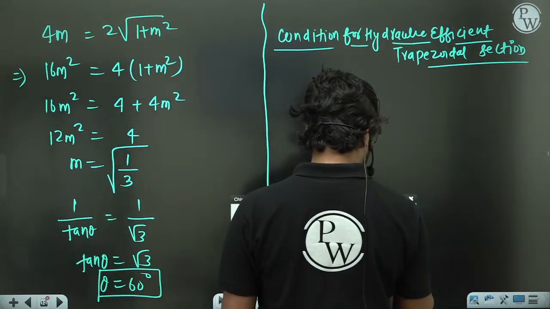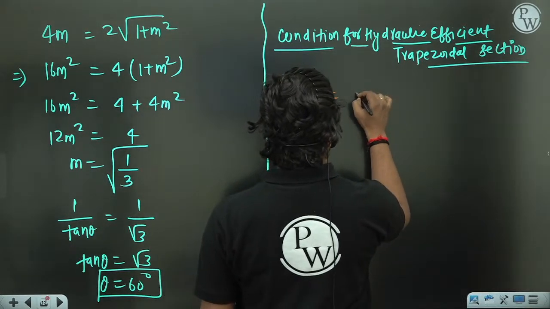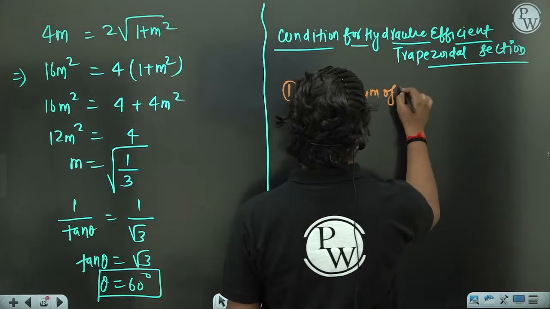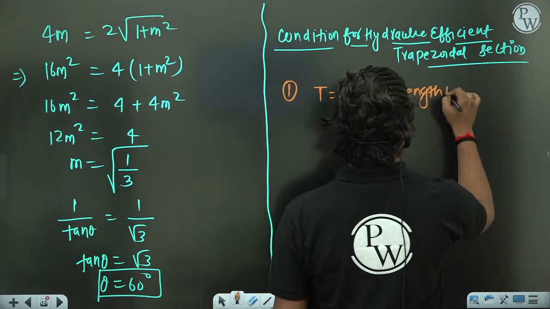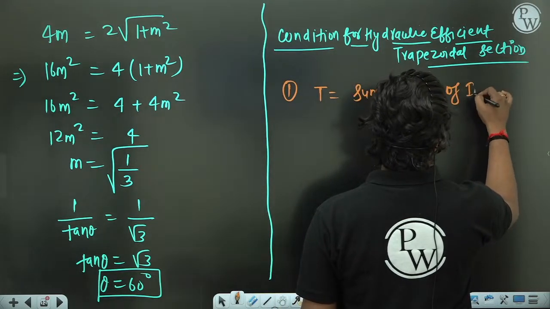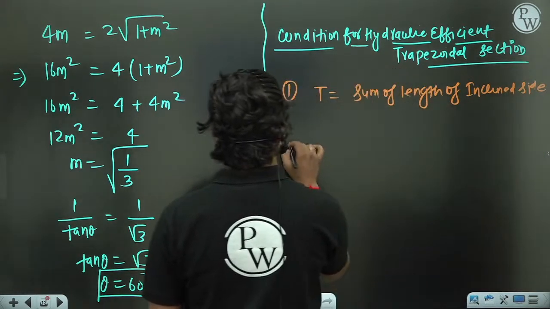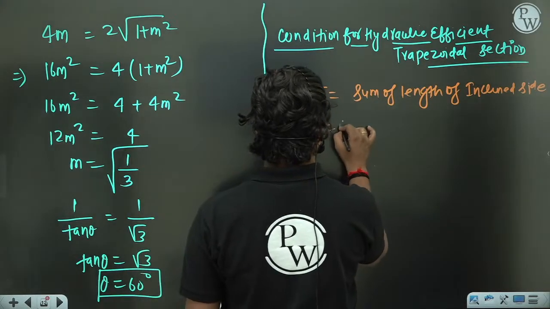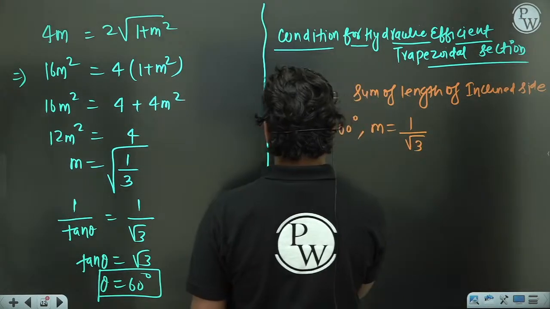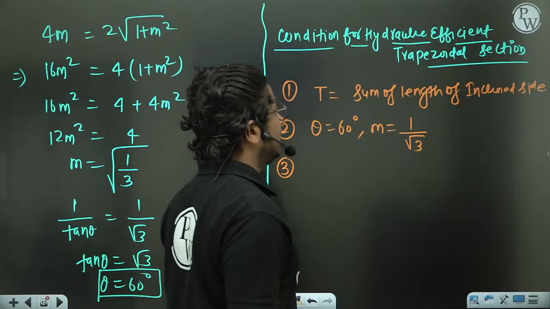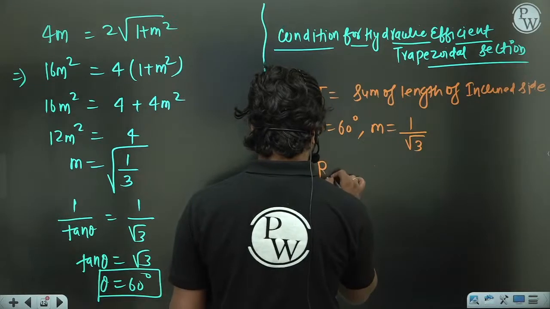What is the first condition we have? The first condition which we got is that T will be equal to the sum of the length of the inclined sides. Second thing, theta will be 60 degree, m will be equal to 1 by root 3. Third, now if you put this condition, T equal to sum of length of the inclined sides, the R value, the hydraulic radius value, how much are you getting?